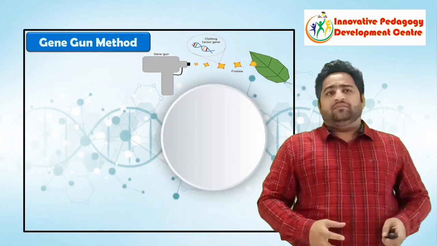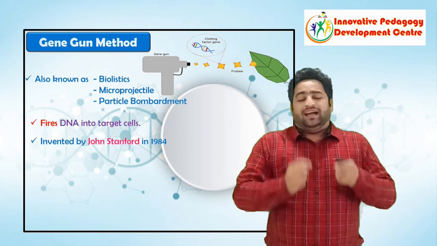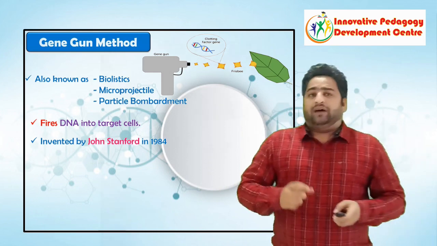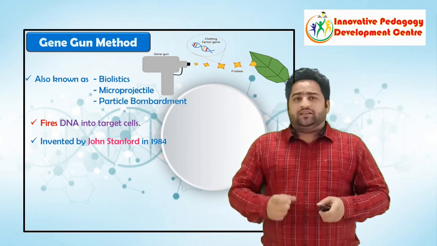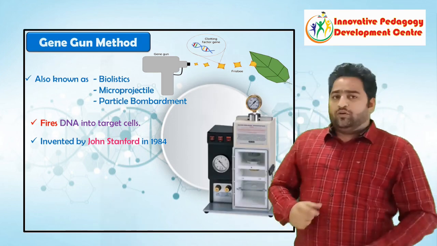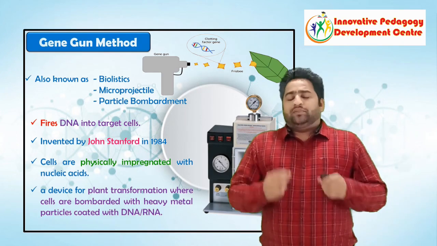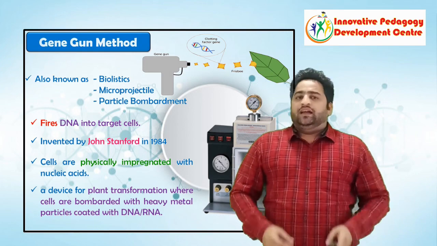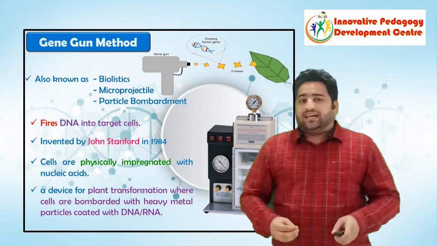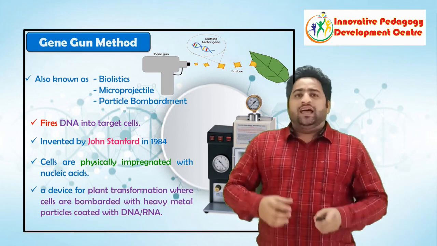So first, the gene gun method. As the name suggests, we bombard the gene or we fire the DNA into the target cell. This method can be called the ballistic method, microprojectile method, or the particle bombardment method. This was invented by John Sanford in the year 1984. In this, cells are physically impregnated with the nucleic acid. It is a device for plant cell transformation where cells are bombarded with heavy metal particles coated with the nucleic acid, that is DNA or RNA.